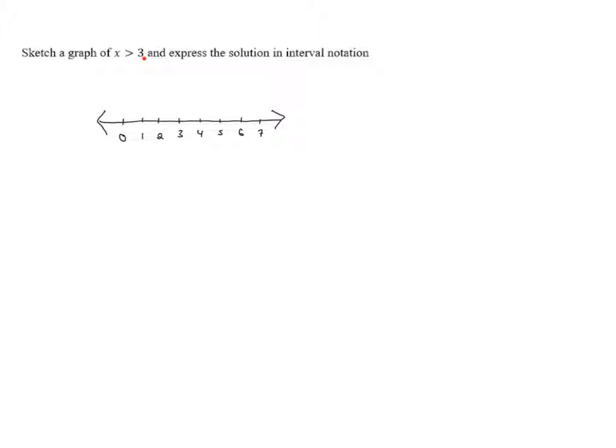Now, if we look at the inequality, x is greater than 3, we're looking for numbers x that are greater than 3, so numbers that are larger than 3. When I ask students what is a solution to this inequality, usually the responses that I get are 4, 5, 6, and 7. But there are other numbers that are larger than 3. For example, 4.5 is larger than 3, 5.5, 6.5.